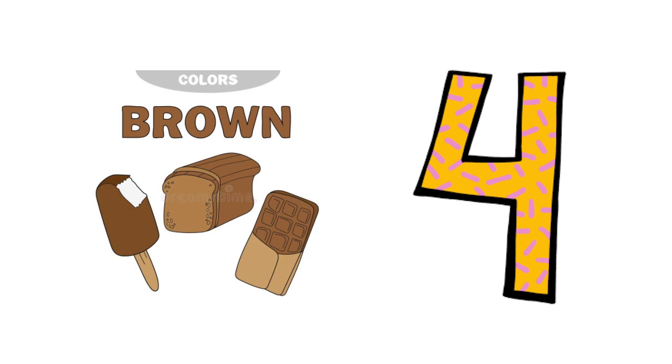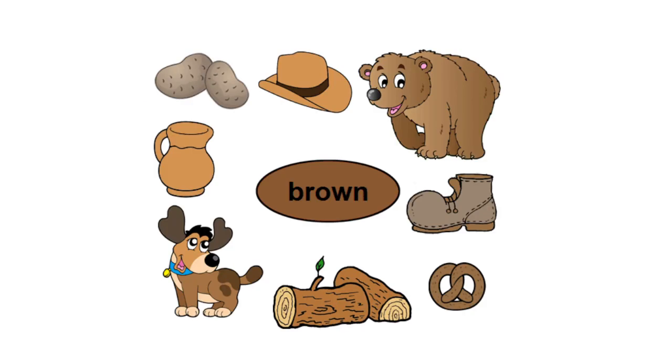In our math lessons this week, you are going to be introduced to the brown color and to number four. Let's begin our lesson with the color. What color do you see here? This is the brown color. When you look at all of these pictures, you will find out that they have the same color, and the color is brown.